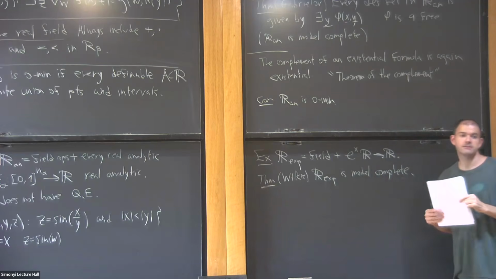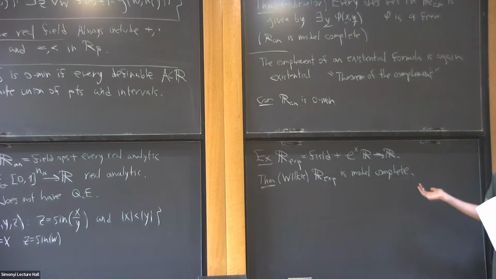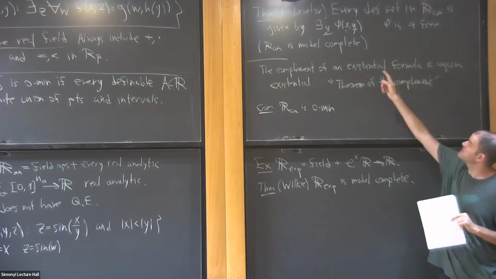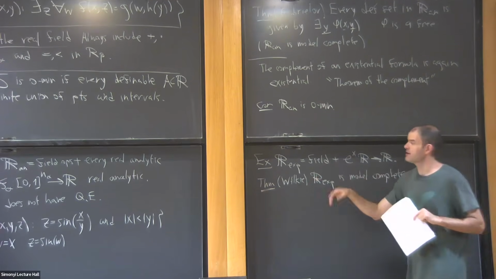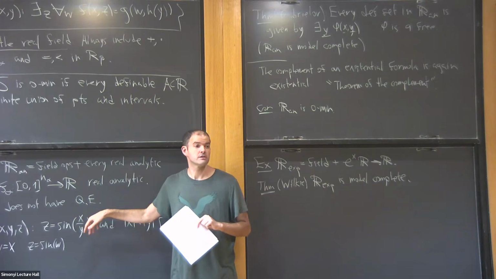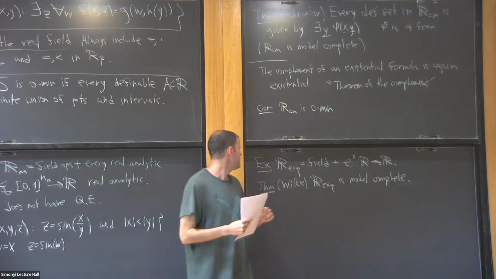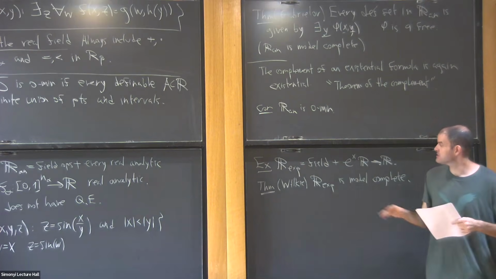Okay, so that means, as before, if you take an existing... it doesn't have quantifier elimination. In fact, you can write a similar example to the one I wrote with sine over there, using just, I mean, if I wrote z is e^x over y, this would also work. And this would be an example in R_exp. So it doesn't have quantifier elimination, but it is model complete.